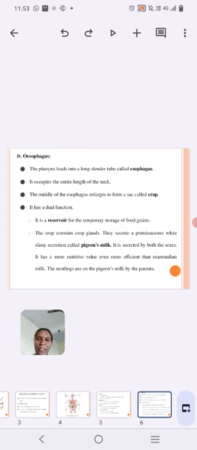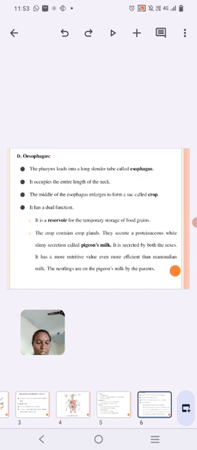The next part is the esophagus. The pharynx leads into a long slanted tube called the esophagus. It occupies the entire length of the neck. The middle of the esophagus is enlarged to form a sac called the crop. The crop has two functions.